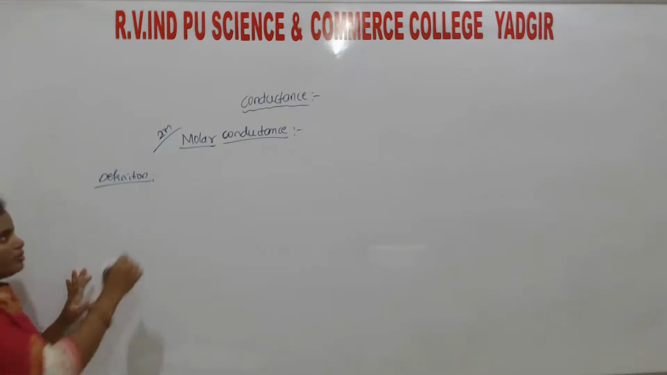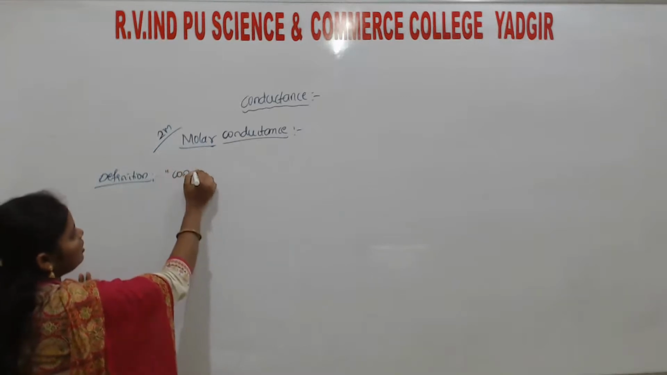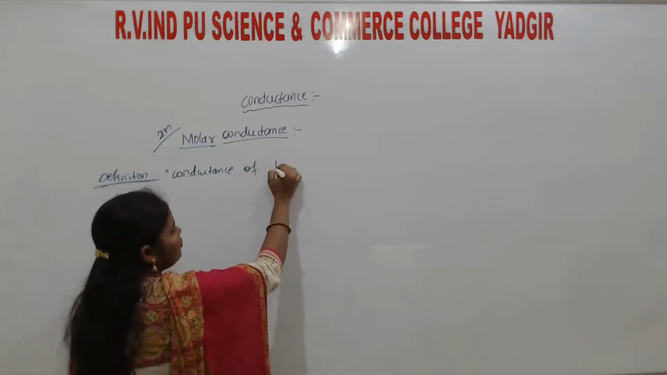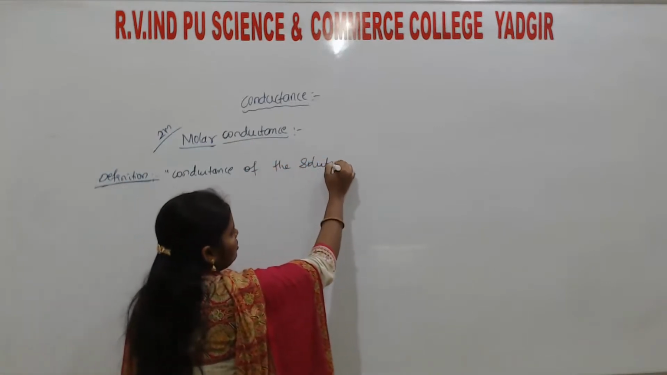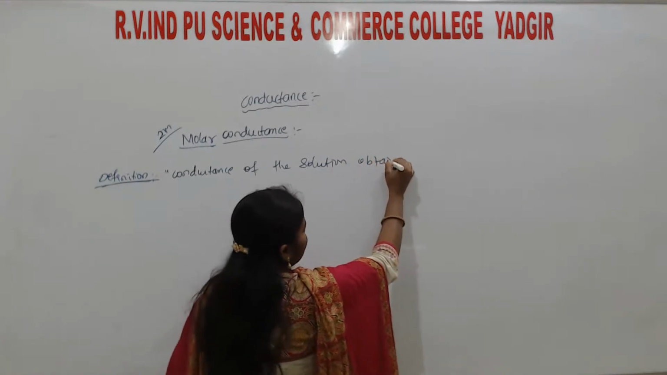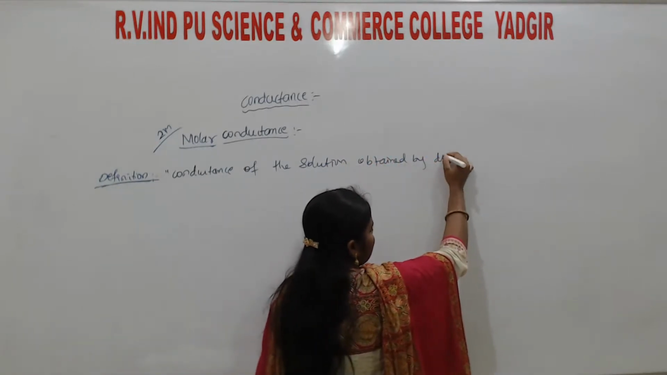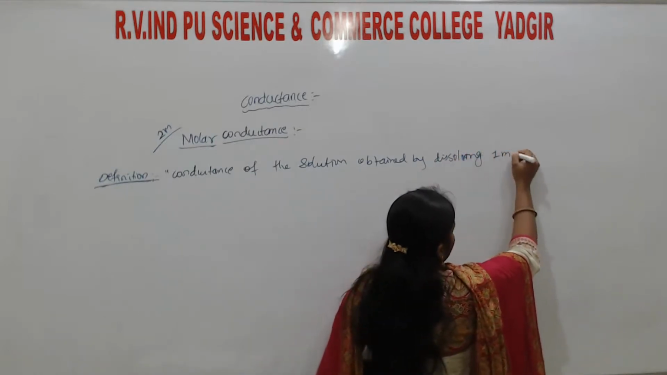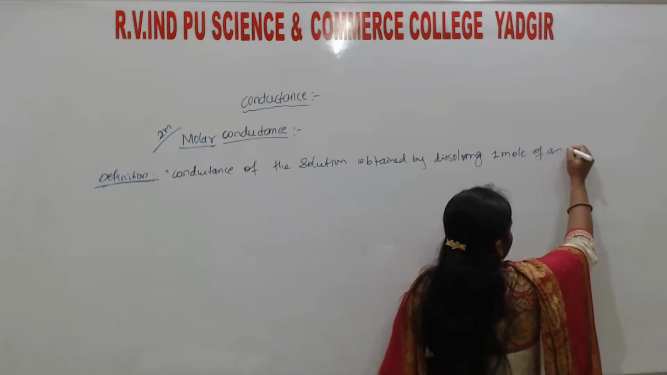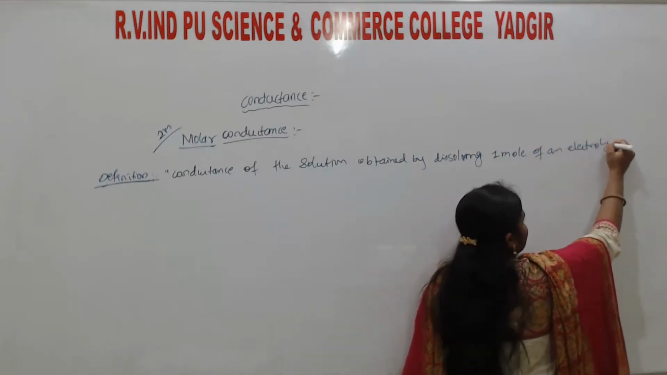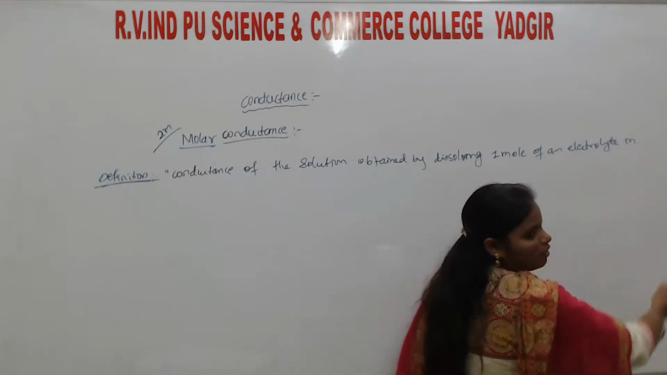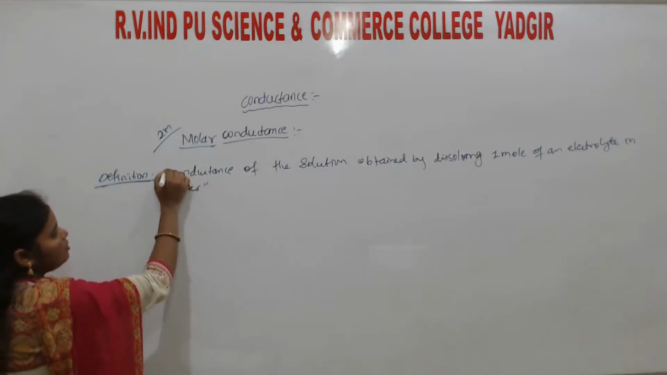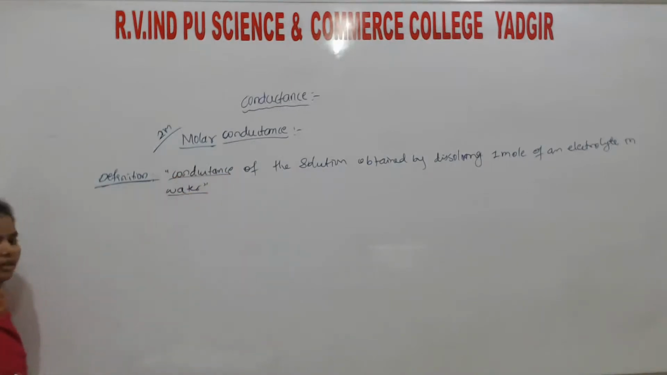The conductance of the solution obtained by dissolving 1 mole of an electrolyte in water. This is the first definition: 1 mole of an electrolyte in water.